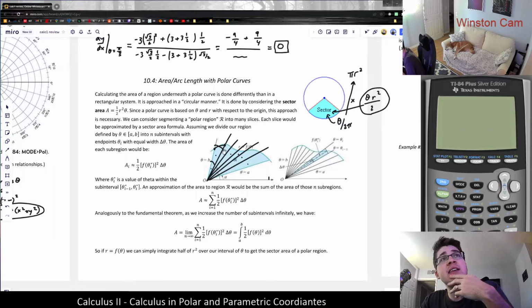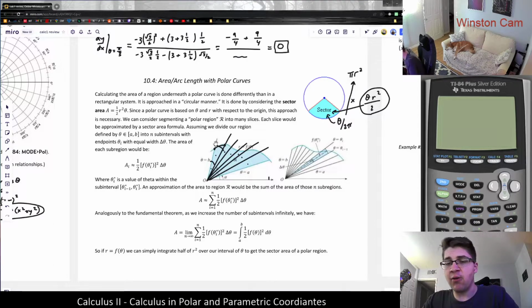But essentially all this is saying is that the area of each of these ith subintervals is approximated by 1/2 r squared theta. The radius of each sector, because my point is each of those are sectors, and we could approximate them by a circle.